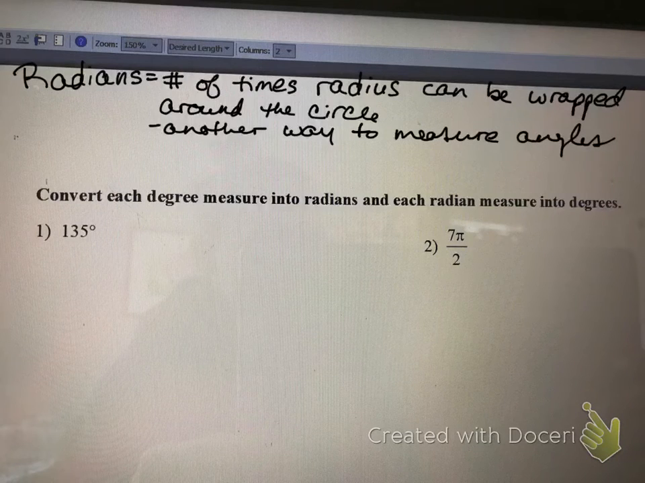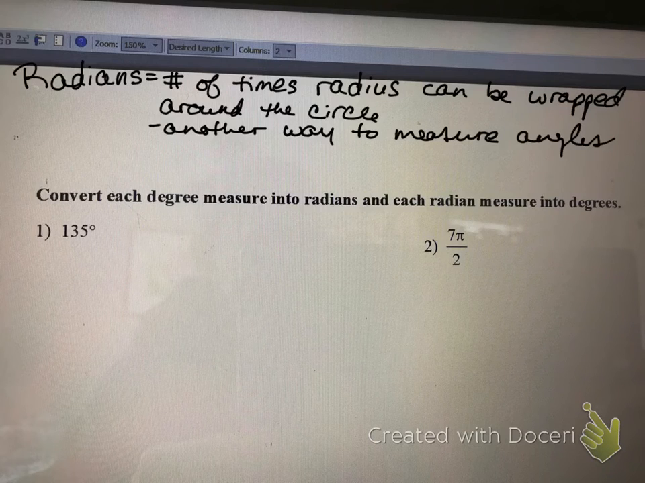In this video, we are going to look at radians and arc length. So we're going to start off with radians. The first thing you need to know about radians is it's another way to measure an angle instead of degrees. The actual definition of a radian is how many times the radius can be wrapped around the circle.